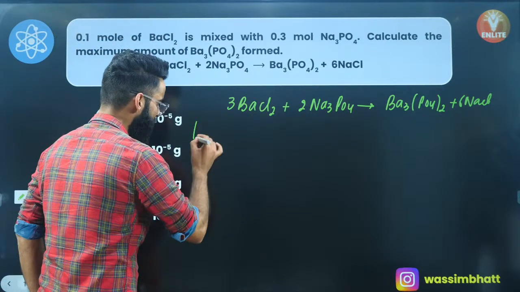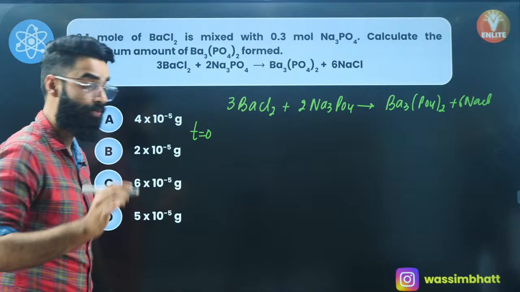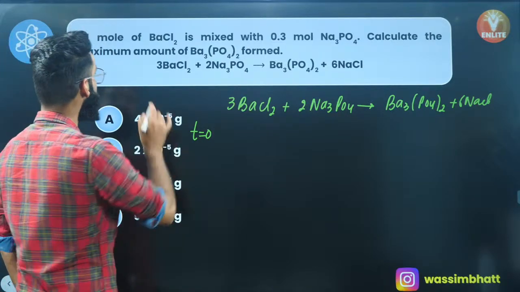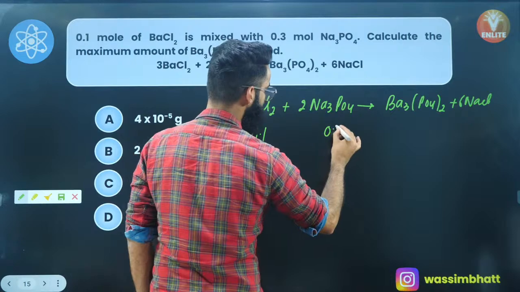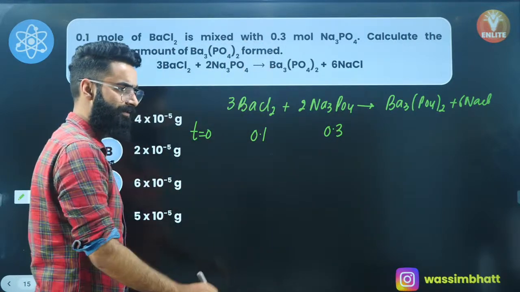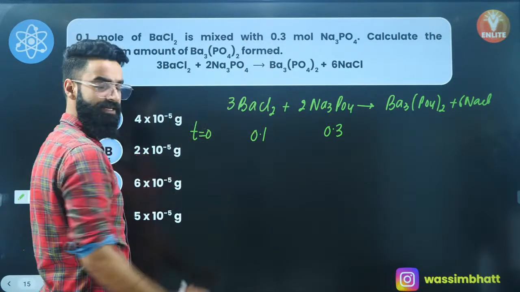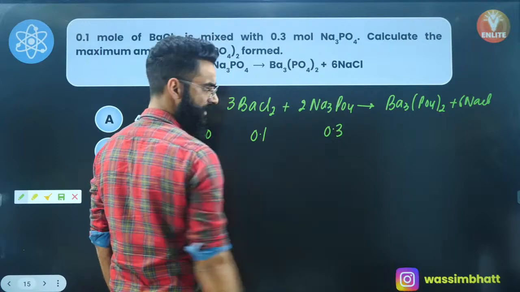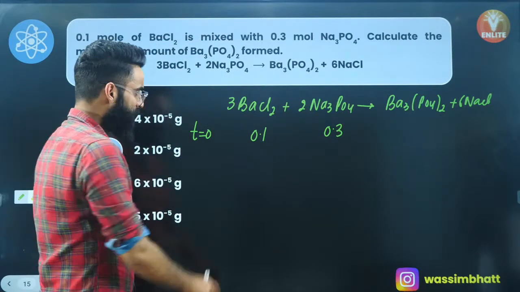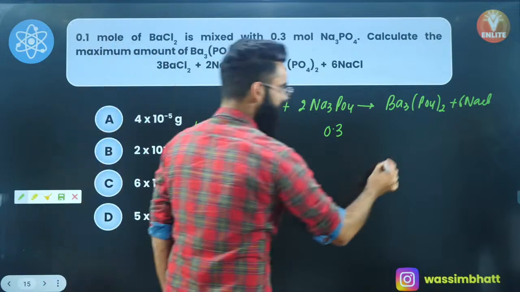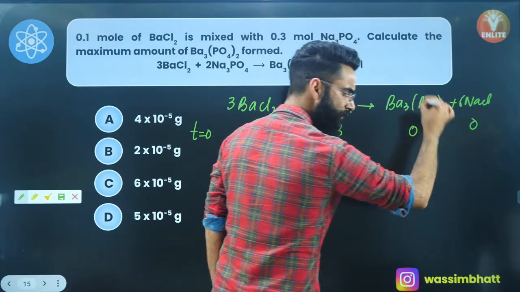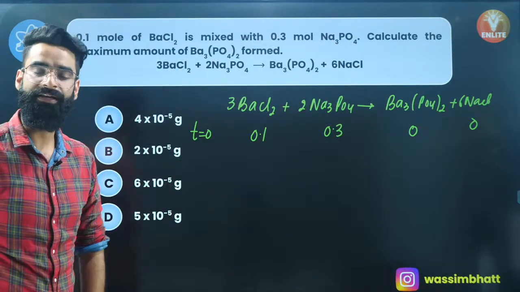Now, as per the question, have a look. At time t equal to 0, initially we have 0.1 moles of BaCl2 and 0.3 moles of Na3PO4. At time t equal to 0, the reaction wouldn't have started yet, so the number of moles of product formed is going to be 0, because the reaction has not started yet.